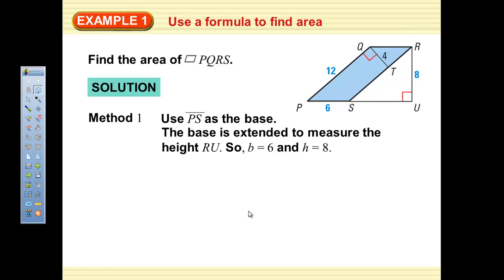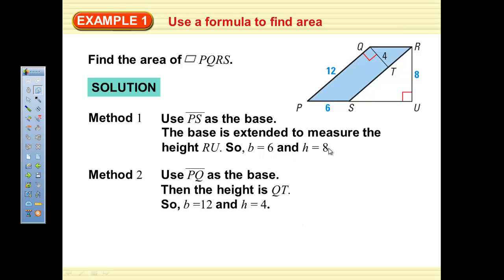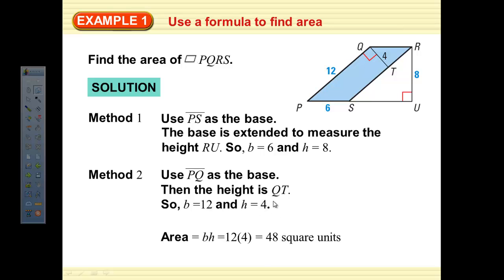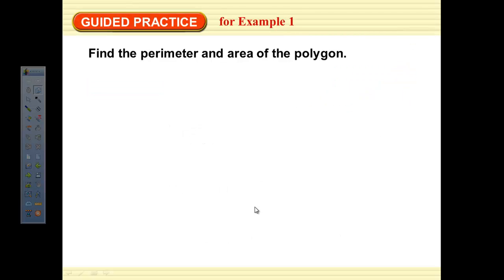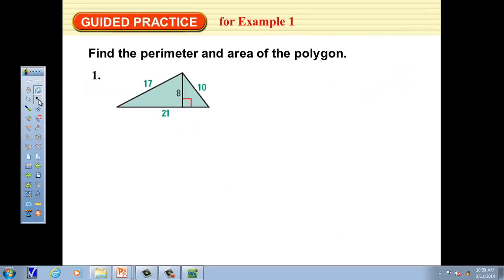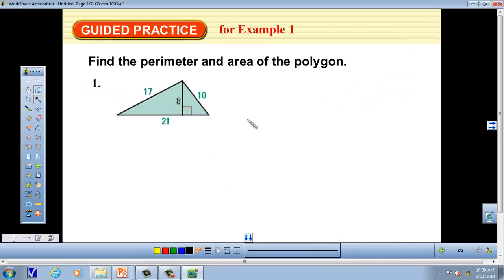So again, base is 6, height is 8, or base is 12, height is 4. In either case, we would get 48 square units. Now we're going to do a couple more. We want to do perimeter first. Remember, perimeter just means adding up all the sides on the outside. So it's almost as if someone was walking around the outside, like a guard guarding the perimeter.